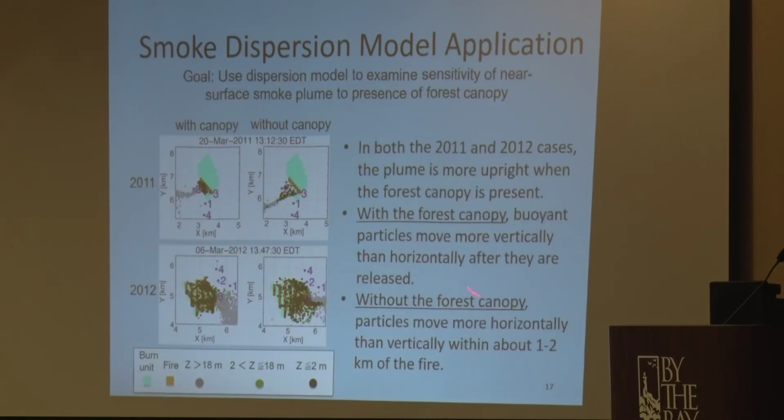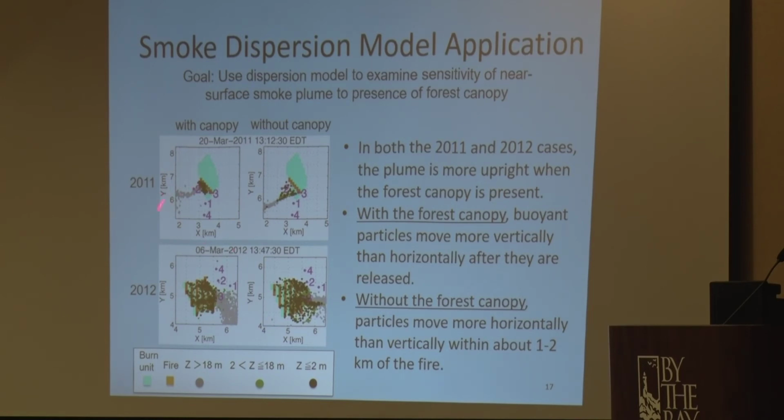This is one thing I just want to mention before I wrap up and go to conclusions, is to say that the dispersion model here has been used to examine the sensitivity of the near-surface smoke plume to that forest canopy presence. So what we have here is this greenish, bluish color, this turquoise color, represents the burn unit. The orange is where the fire is placed in the model. This happens to be 1:12 in the afternoon for a 2011 case, and for the 2012 case it's 1:47. So it's basically early afternoon.